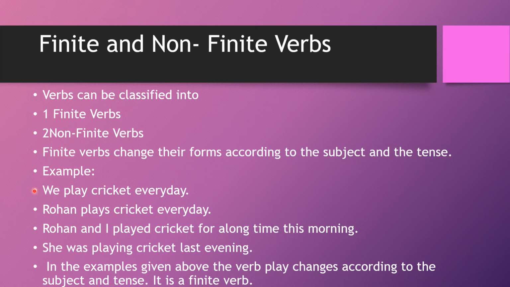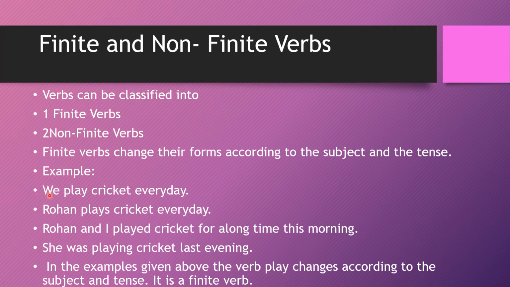Examples: we play cricket every day. Rohan plays cricket every day. Rohan and I played cricket for a long time this morning. She was playing cricket last evening. In the above examples, the verb play changes according to the subject and the tense, and therefore it is a finite verb. Look at the first example.